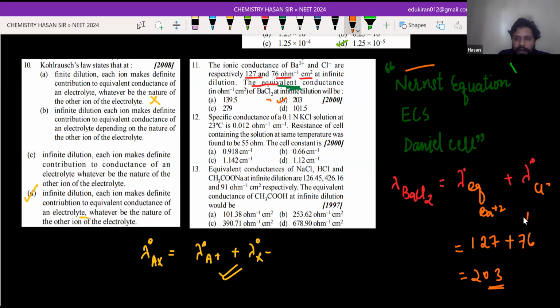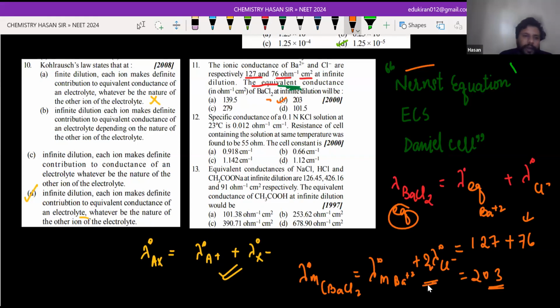I think you multiplied this twice, right, Aisha? For equivalent, it will be as it is. If they have asked molar conductance, then you write lambda naught m Ba plus 2 plus lambda naught m Cl minus, and to balance it, you need to multiply it by 2. Got it, Aisha?